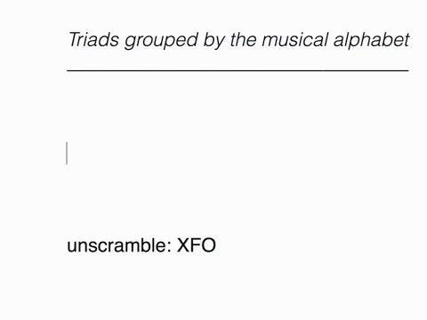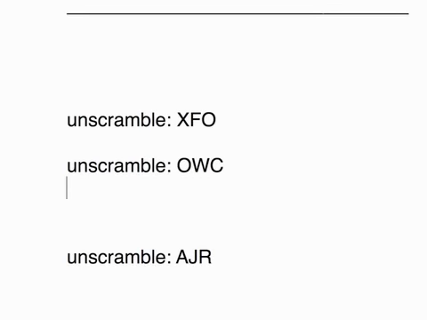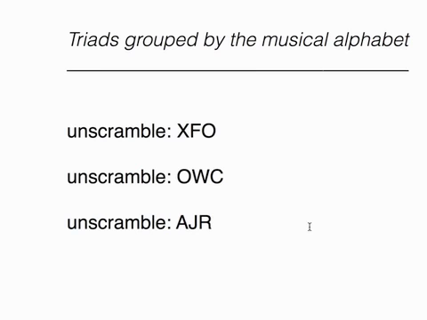How about this one? 3 letters. Have you got that one? How about this one? 3 more letters. This one. Here are 3 words that have 3 letters, and they're pretty easy to figure out. I'm sure you've figured out by now that this is fox, and this is cow, and this is jar.